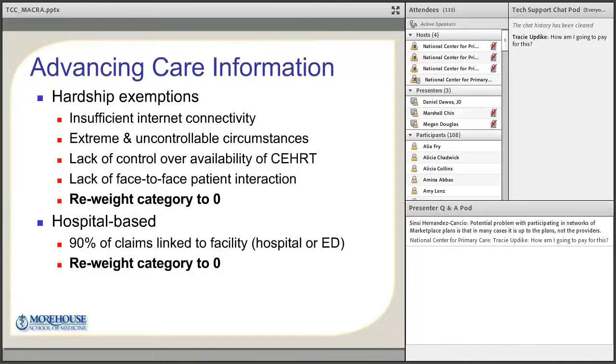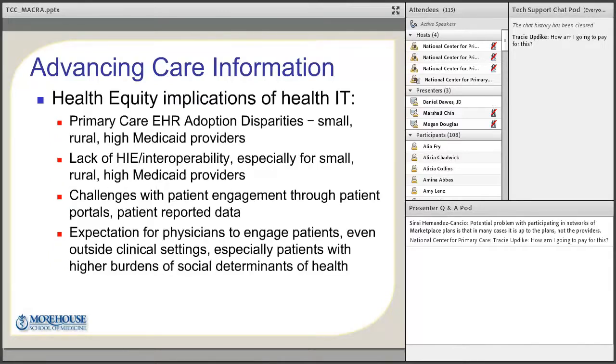what CMS is proposing is to re-weight that category to 0. So they're not necessarily allowing the hardship exemption, but they will give a 0, and they'll take that percentage and apply it to another category, such as quality, for instance. So, you know, folks don't really get out of it. Even though you might have a hardship, you're still going to have to meet these MIPS categories, or they're going to raise the weight for another category. So no real hardship exemption here for these individuals.